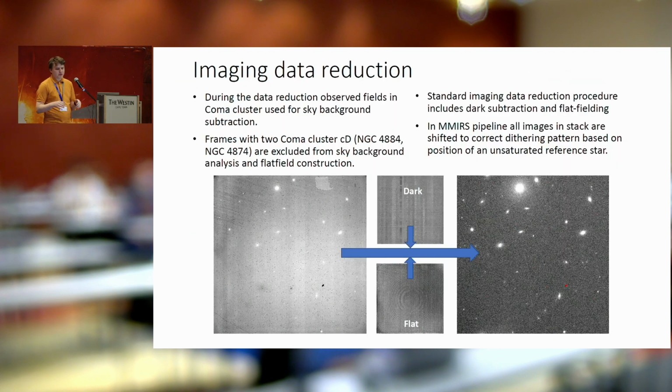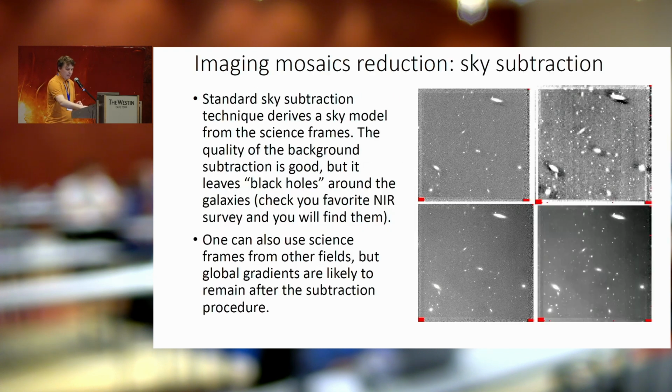After we have obtained all the data, we need to reduce it. And we used the ordinary standard MMIRS pipeline for this purpose, which includes procedures like dark subtraction, the flat fielding procedure, and also doing shifts in order to correct the dithering pattern. But the last part of data reduction for infrared images is the most interesting part. This is the sky subtraction.